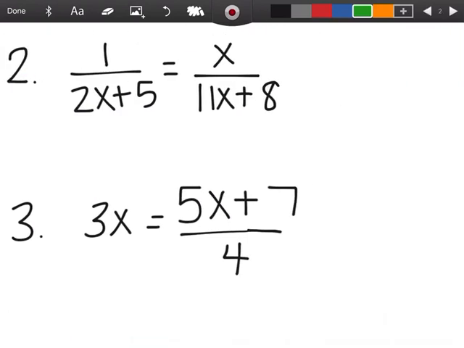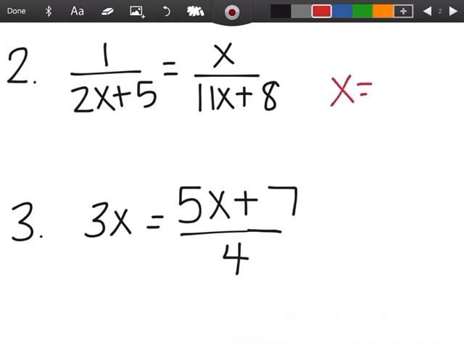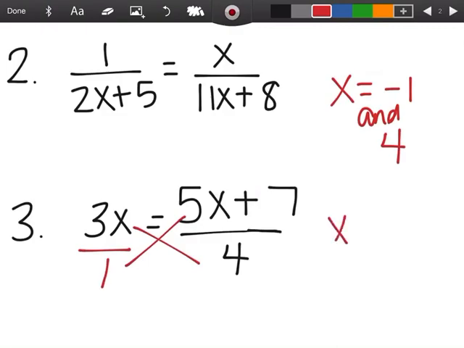So I have a couple other examples here for cross multiplying. If you want the practice, I will tell you that the answers to number 2, x equals negative 1 and 4, if you want to practice that one. And then number 3, I just want to make the note, just be careful that if you ever see something like number 3 and you're thinking, what do I do? How do I cross multiply? Just put it over 1. 3x is over 1, and now I can cross multiply.